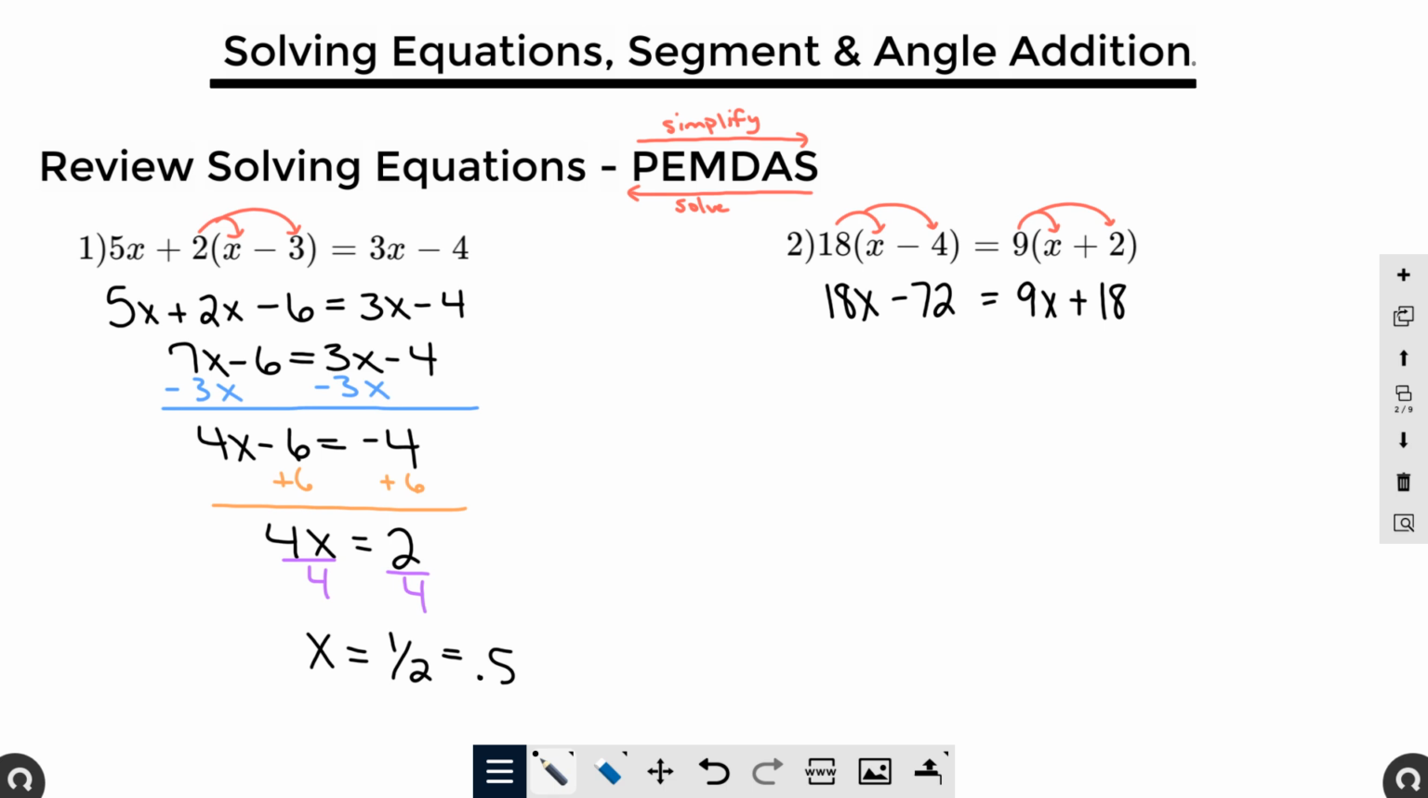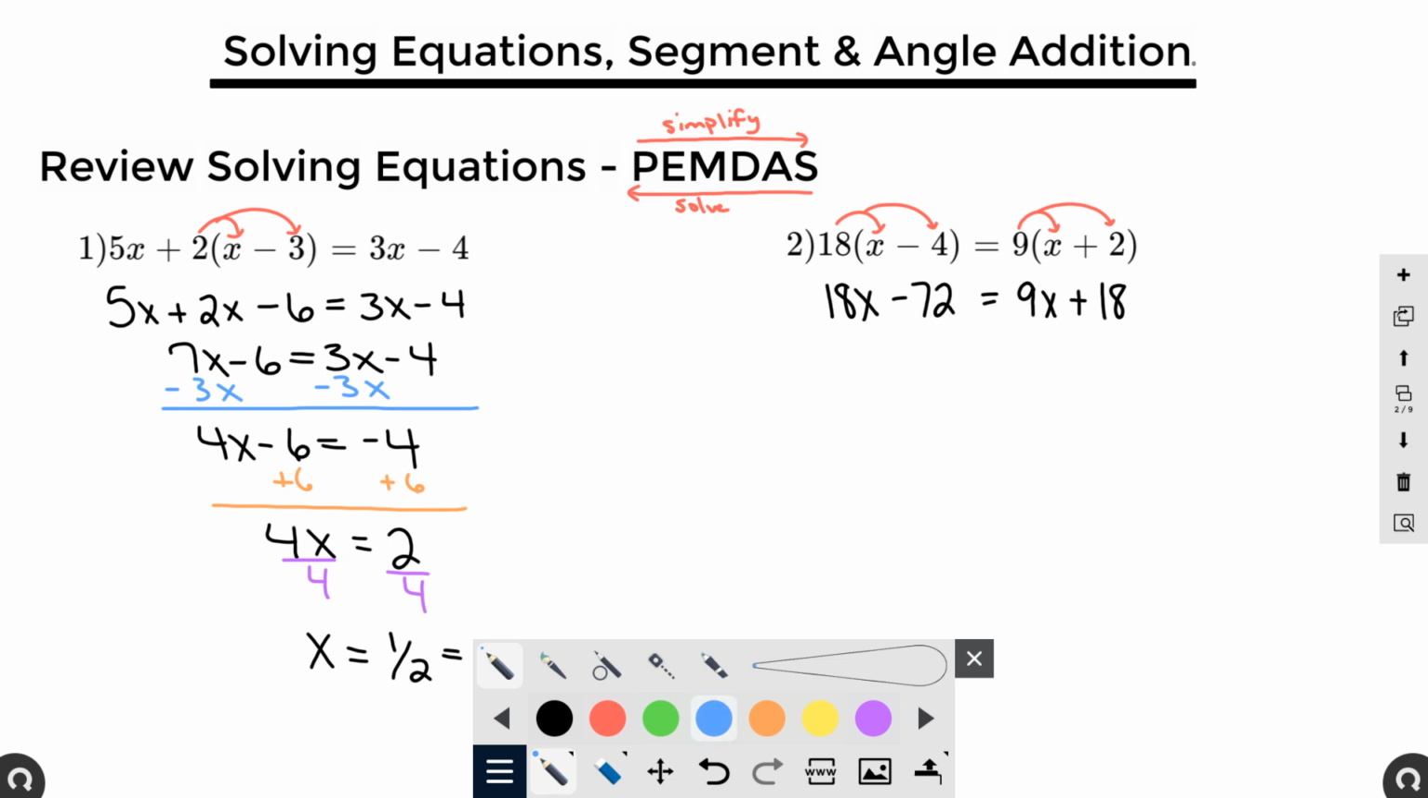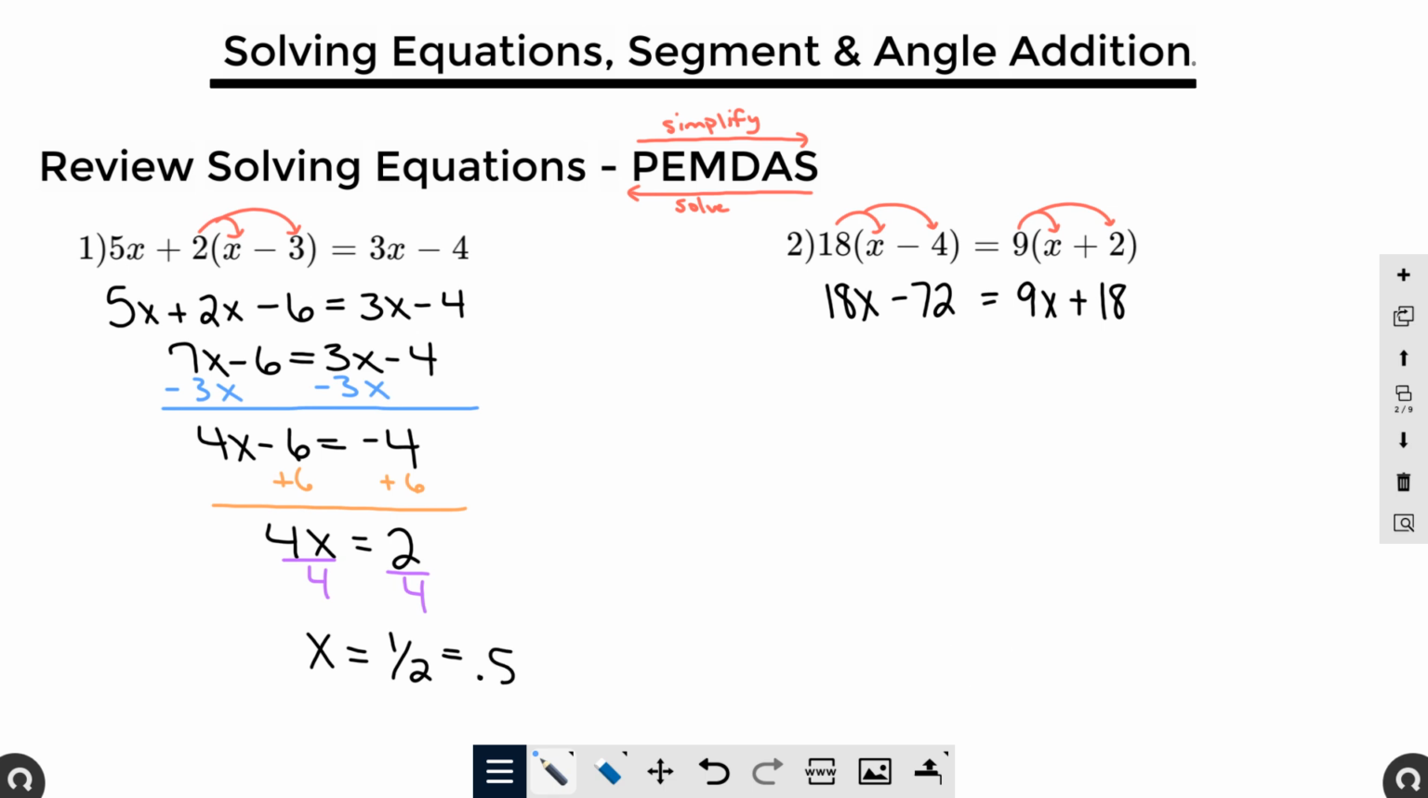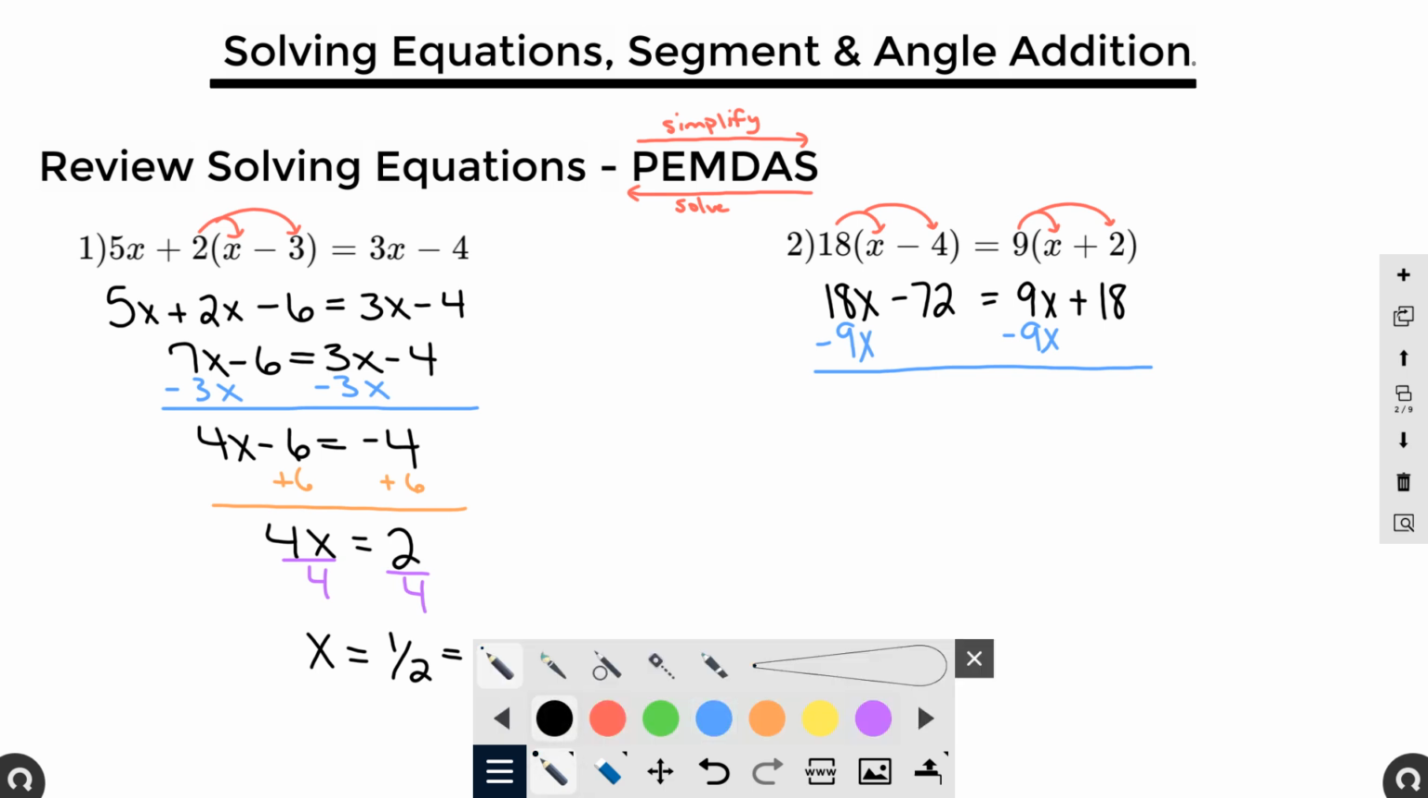Subtract which one? You could subtract 18. I like to get the variables together first, so I would subtract my 9x. But yeah, subtracting 18 would also work. So get those variables together first, because you may see that some things cancel out later. So what is 18 minus 9?